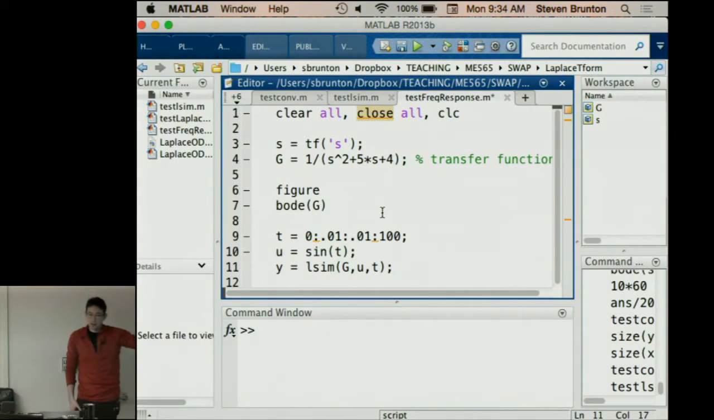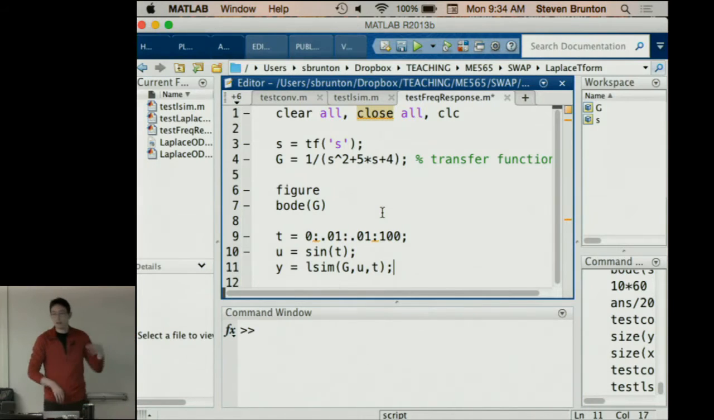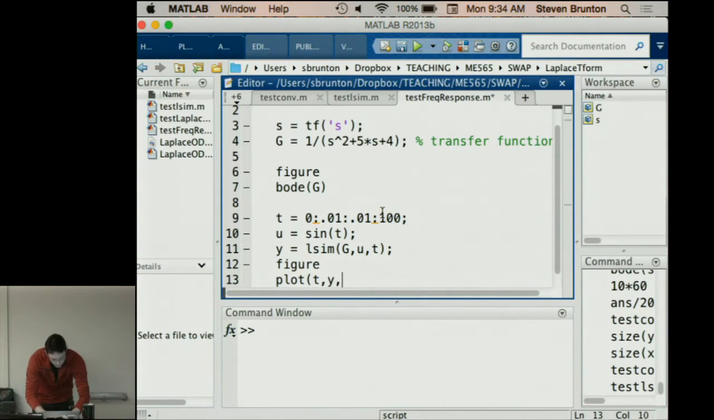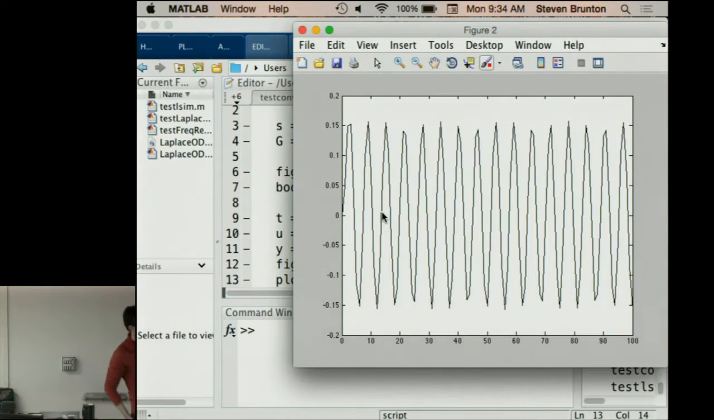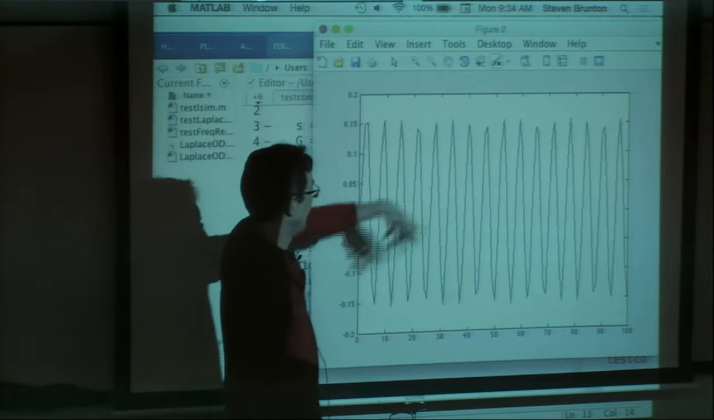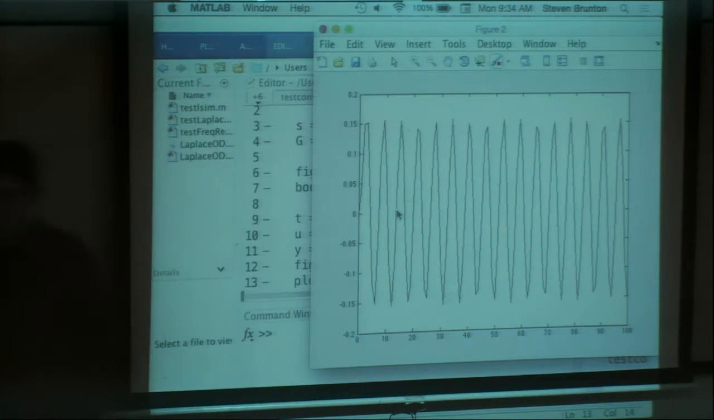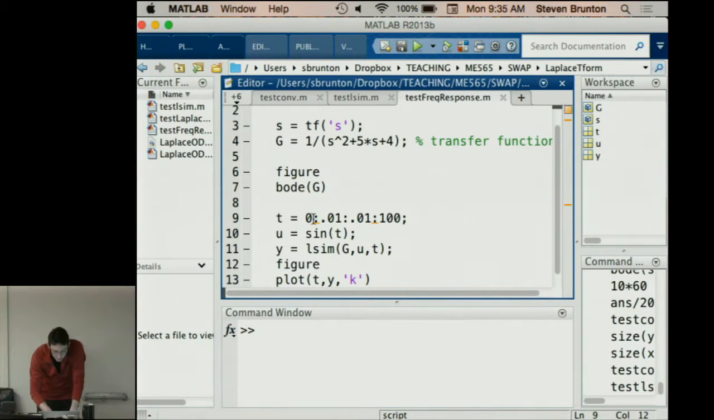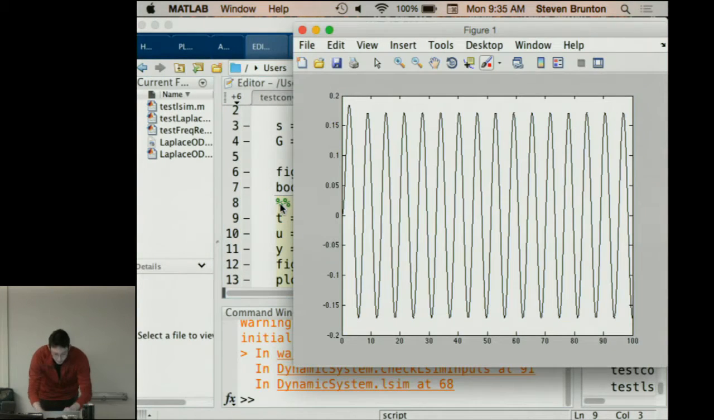Did I show you lsim last time? Yeah? Okay, good. It simulates a linear system with an input u for time t. And I'm going to plot t by y in black. Okay, I get my Bode plot, I get my sine wave. It looks super choppy. Maybe I messed up my dt. Probably did. Yeah, so it should be 0.1 in increments of 0.1 to 100. That looks better. Okay, so this is what the system actually does in response to a pure tone sine wave.